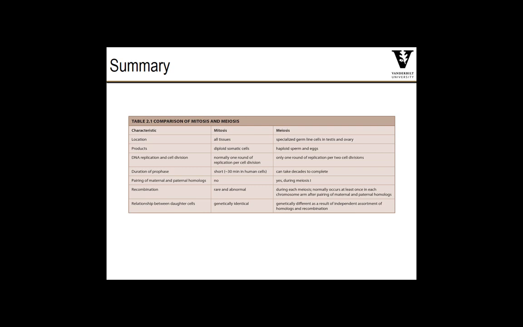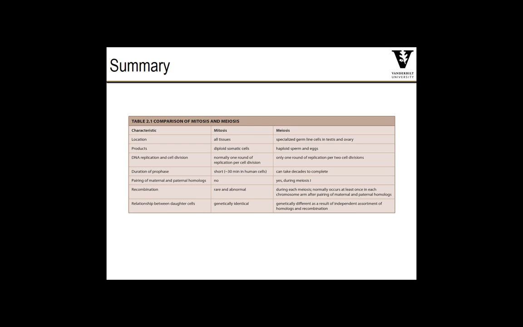Okay, so summary, mitosis is in all tissues, diploid somatic cells. There's normally one round of DNA replication for a given cell division. The duration is very short. And recombination is rare and abnormal. So this is what we were talking about before. You do have changes that take place, but it's not the norm. And what you end up with is genetically identical cells. So that's mitosis. That's in the majority of the cells in your body.